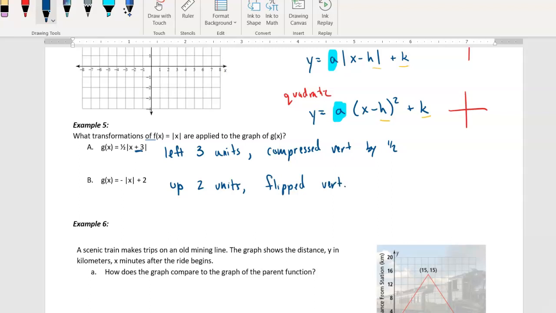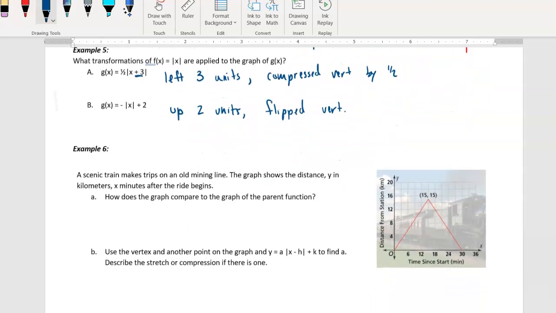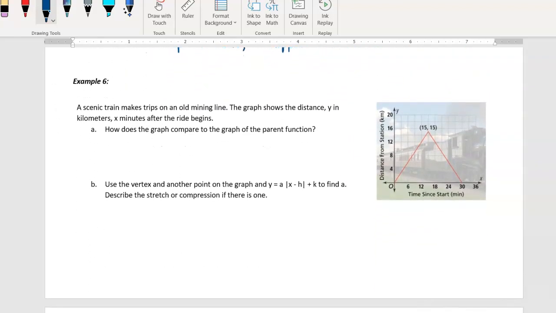Or you could say it's being flipped over the x-axis, but it's going to be a vertical flip. All right, so this is based on the parent function, y equals the absolute value of x. It says a scenic train makes trips on an old mining line. The graph shows the distance y in kilometers, x minutes after the ride begins. How does the graph compare to the graph of the parent function?